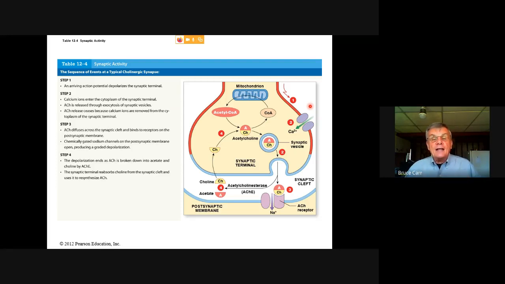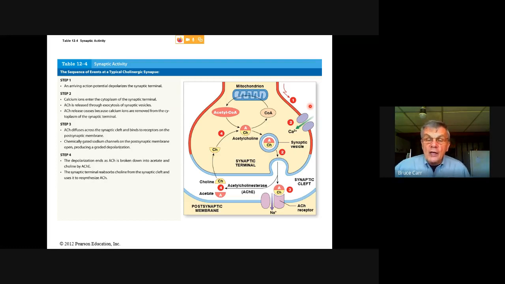Enough binding and sodium gates pop open. Now we saw that sodium gates were the response to an action potential in the original action potential sequence that we described. And that's going to start the action potential on the postsynaptic cell.